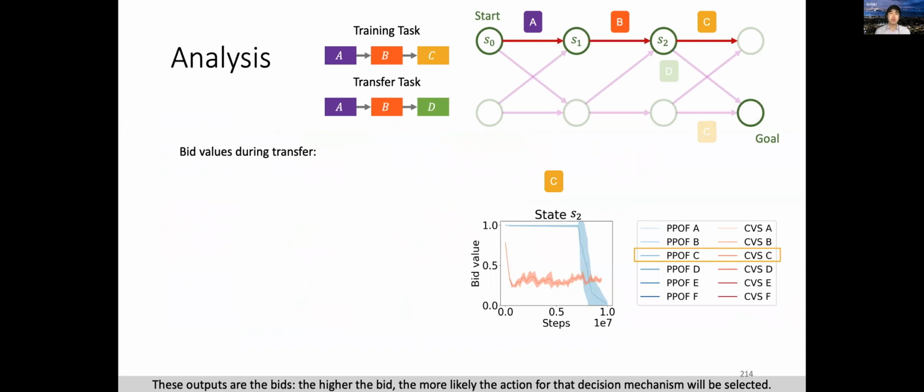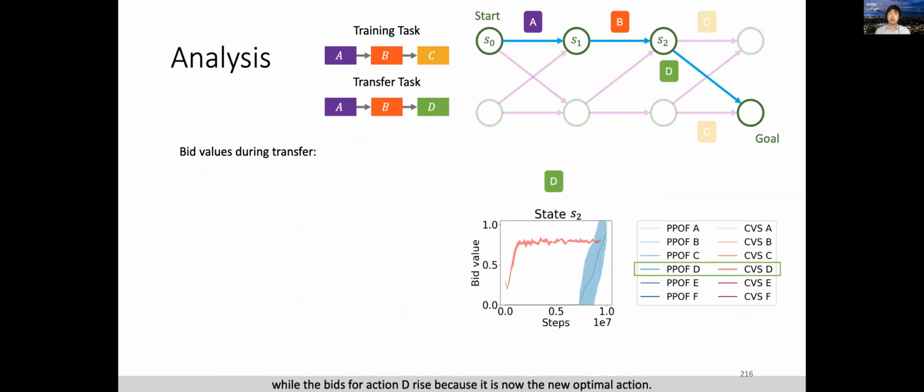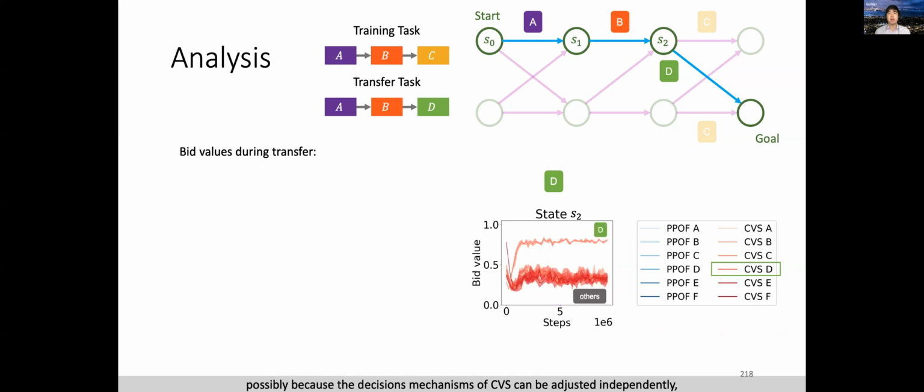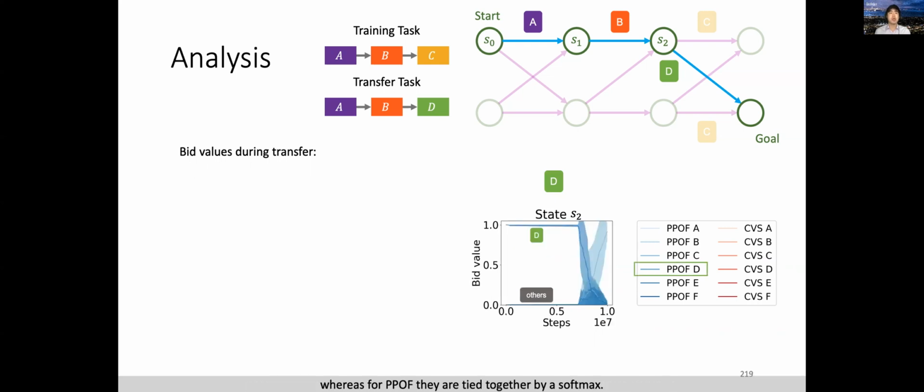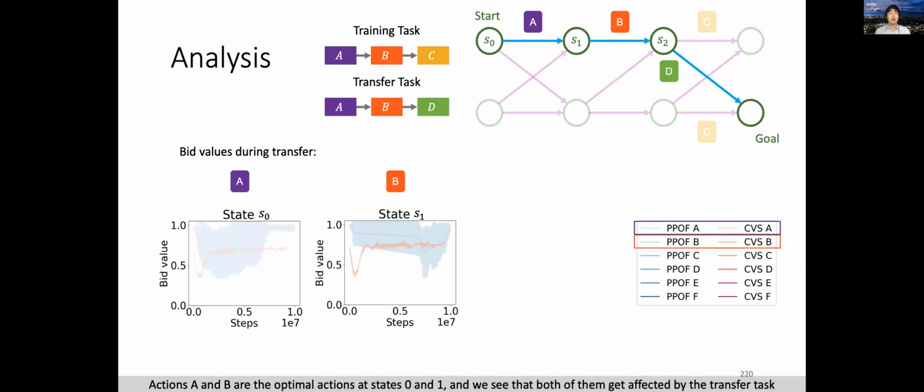The higher the bid, the more likely the action for that decision mechanism will be selected. Here we see the bids for action C both drop because they are suboptimal in the transfer task, while the bids for action D rise because it is now the new optimal action. Notice how much faster CVS in red switches compared to PPOF in blue, possibly because the decision mechanisms of CVS can be adjusted independently, whereas for PPOF, they are tied together by a softmax. Actions A and B are the optimal actions at states 0 and 1, and we see that both of them get affected by the transfer task, but CVS recovers much faster than PPOF.